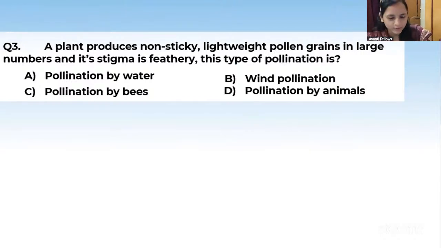This is about pollination. A plant produces non-sticky, lightweight pollen grains in large numbers, and its stigma is feathery. Which type of pollination is it? In the last class, we studied the pollination types: wind pollination, water pollination, and insect pollination, right? Which is the correct answer? Answer me this very easy question. I want you to answer in the chat box also, guys.